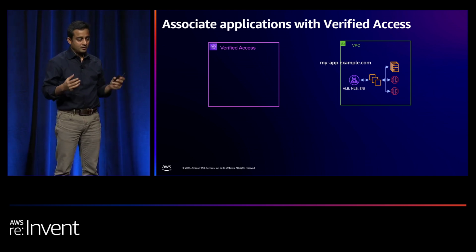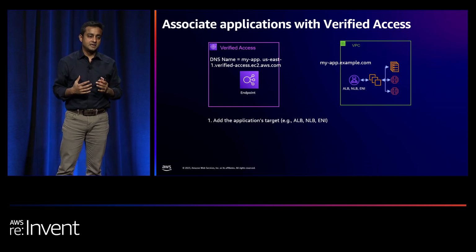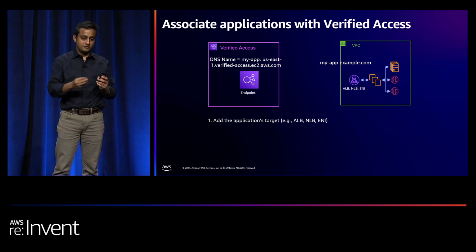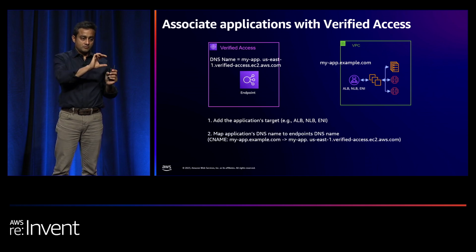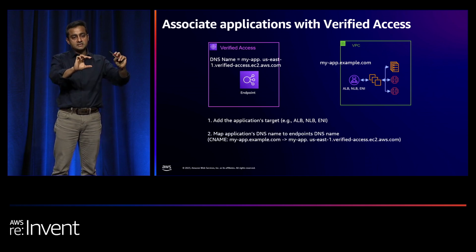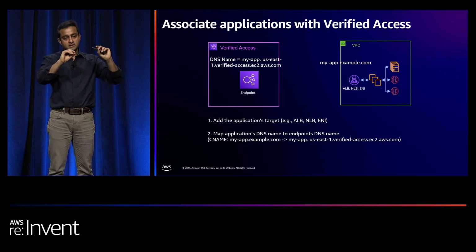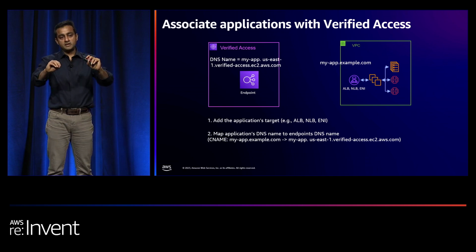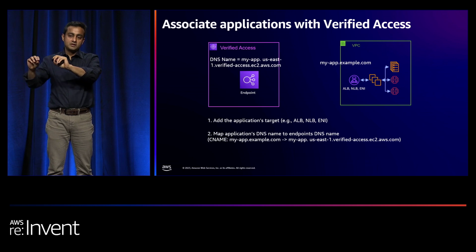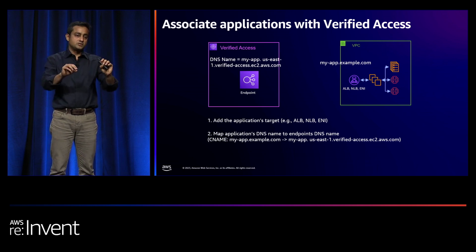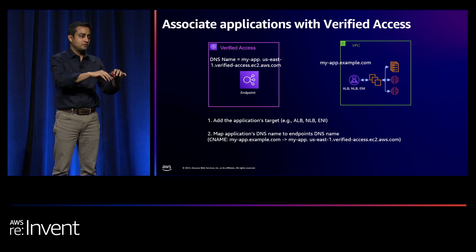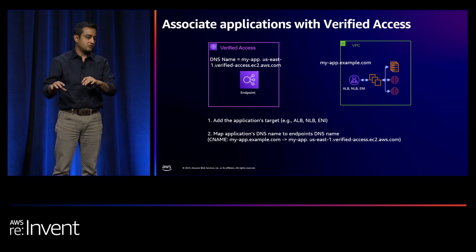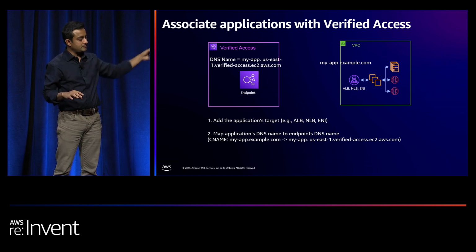When they onboard, verified access gives them a DNS name. That's the endpoint where the user request is routed. But from your perspective as an administrator, you can just CNAME, you can map the endpoint domain name to your application domain name. That way, your users, your employees, don't see any difference. So they still type in www.myapplication.example.com on their browser, and all the applications are routed here.